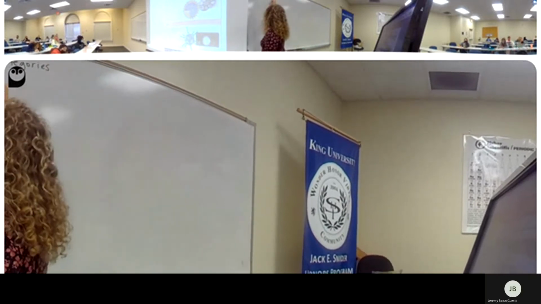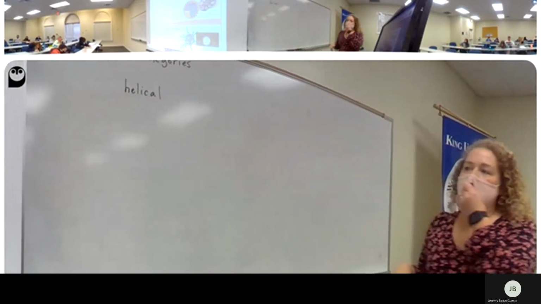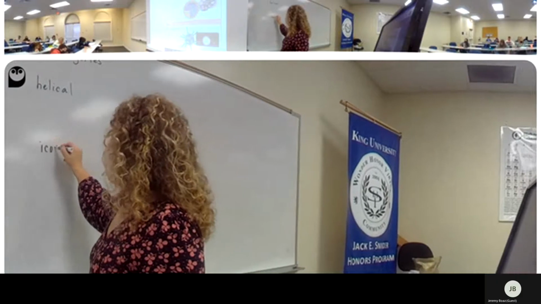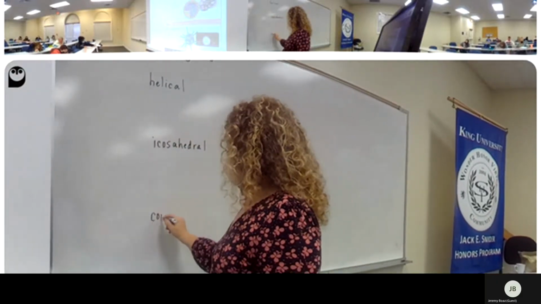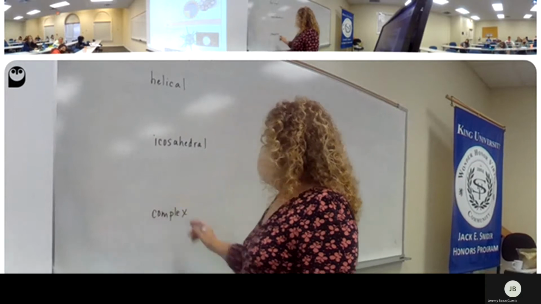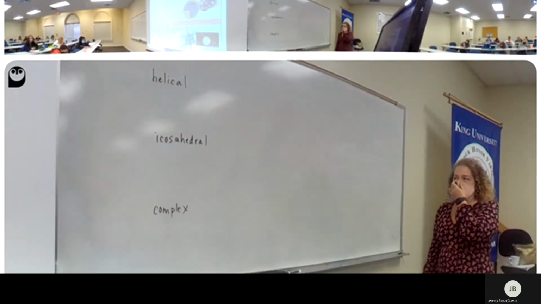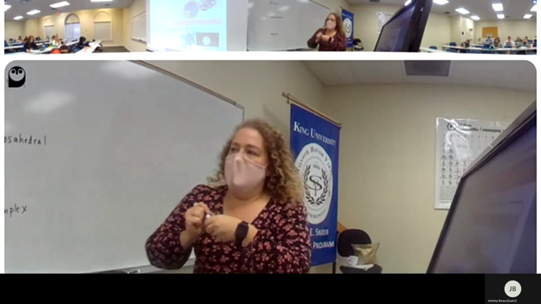Which are called helical. There's a category called helical. There's a category called icosahedral. And a category called complex. These are shape categories.